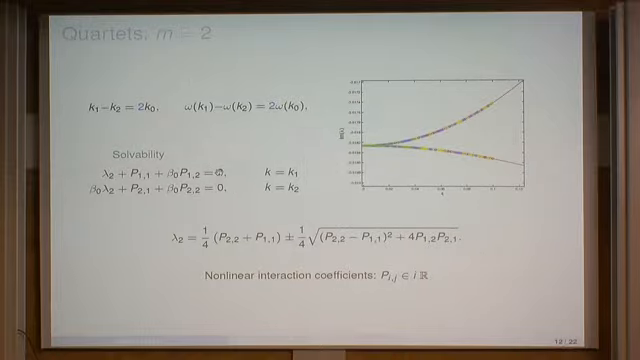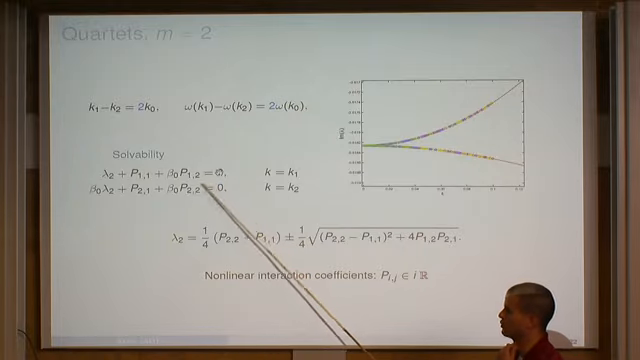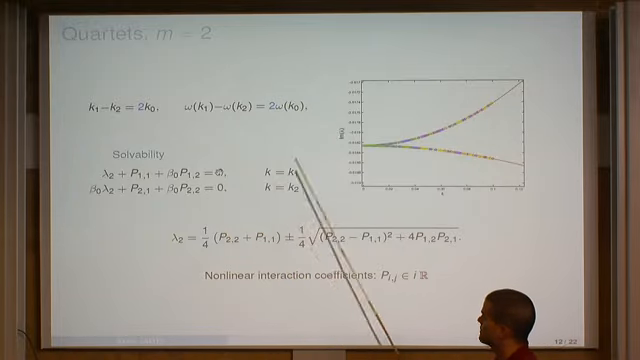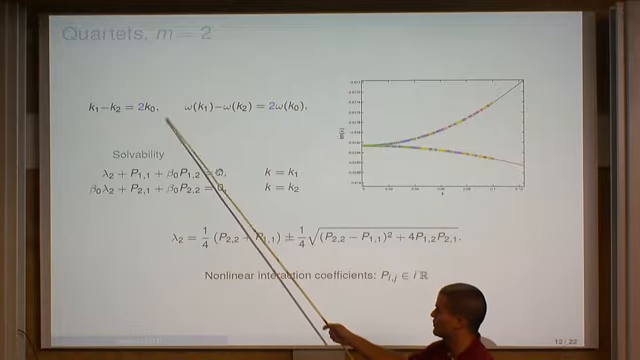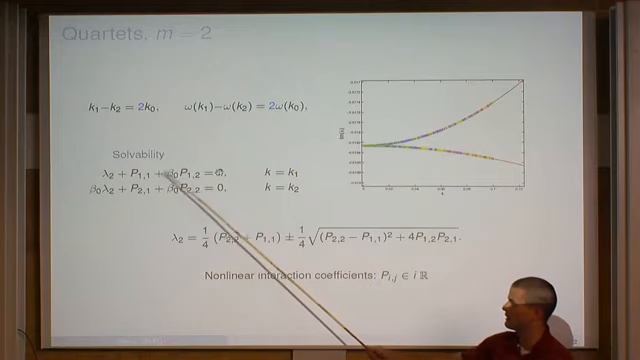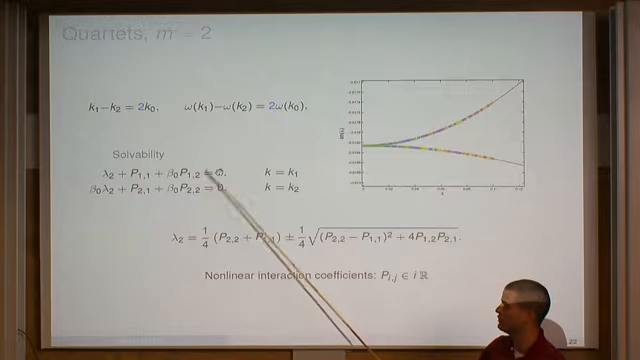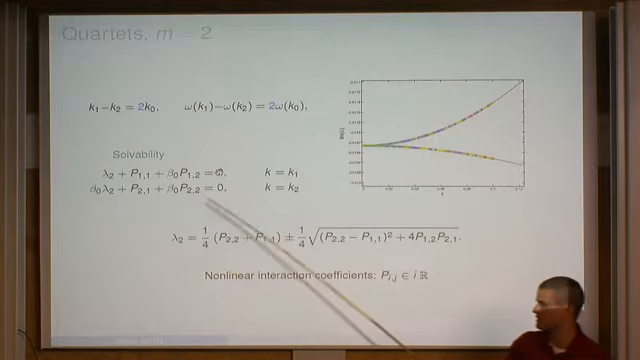And if I try and do the same thing for quartets, the story is again quite similar. I don't want to go through all the exact details except to say that you still have effectively quartet interaction coefficients. So now K1 minus K2 is twice K naught. K1 interacts with K naught and minus K naught to force K1. K2 interacts with K naught 2 times in order to force K1, et cetera.